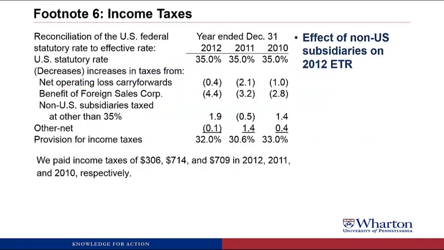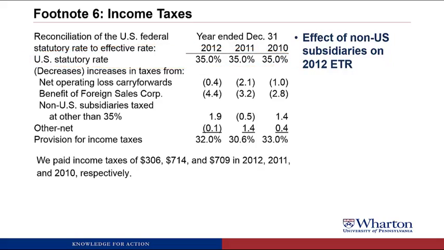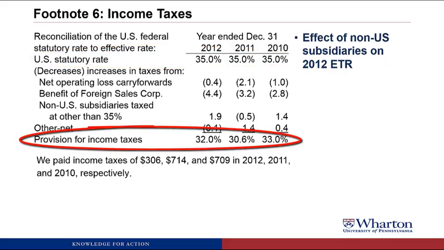So here is footnote 6, which is Moth's income tax footnote. One of the first sections is the reconciliation of the U.S. federal statutory rate to the effective rate. So the top line is the U.S. statutory rate, which is 35% in all these years. Then we have a bunch of items which cause permanent differences. And so then the line provision for income taxes, that's the effective tax rate. So in 2012, the effective tax rate was 32%.